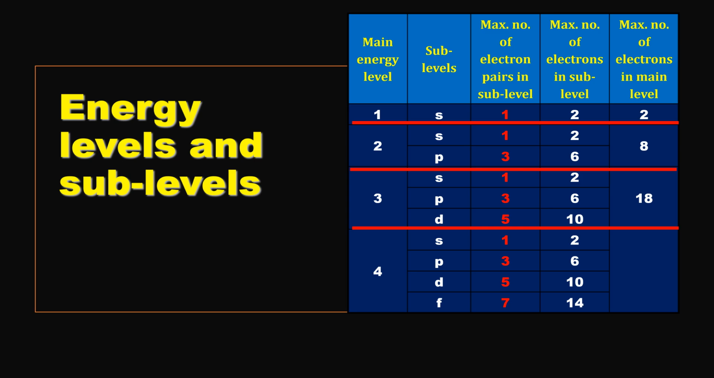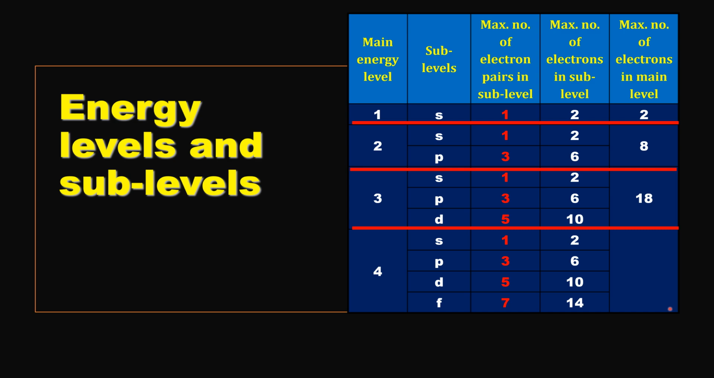Let's look at energy levels and sub-levels. For main energy level 1, the sub-level is s. Maximum number of electron pairs in sub-level is 1. Maximum number of electrons in sub-level is 2. And maximum number of electrons in main level is also 2.